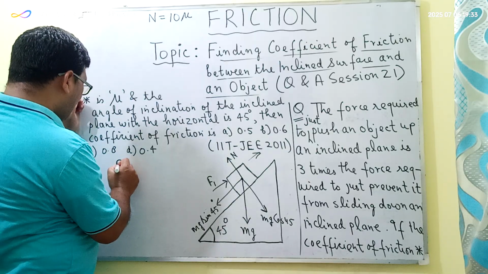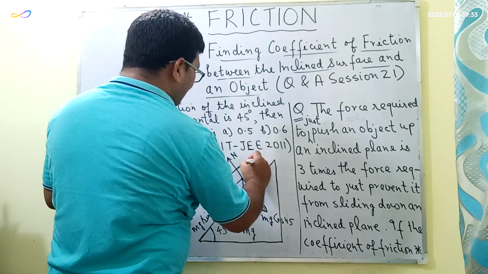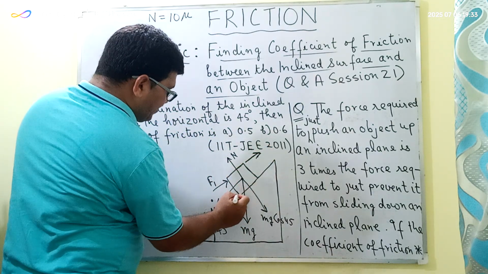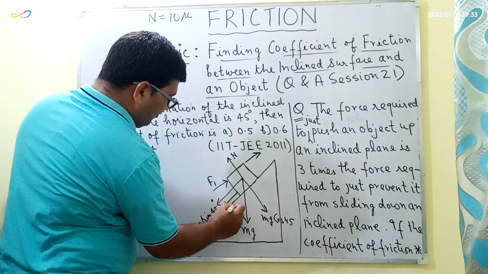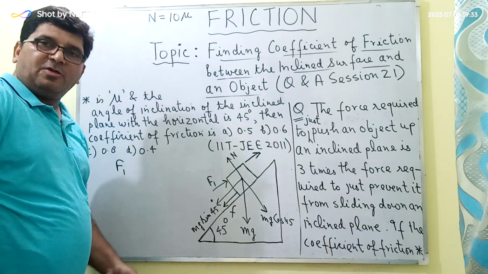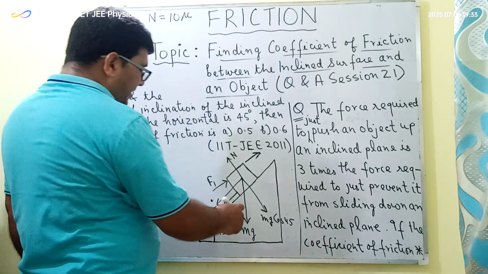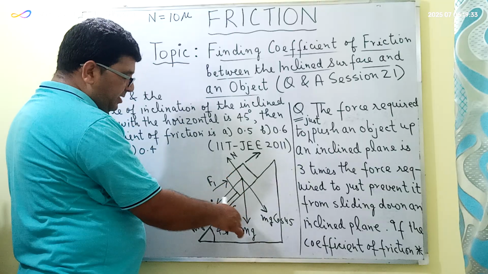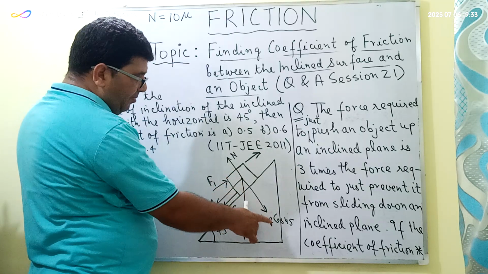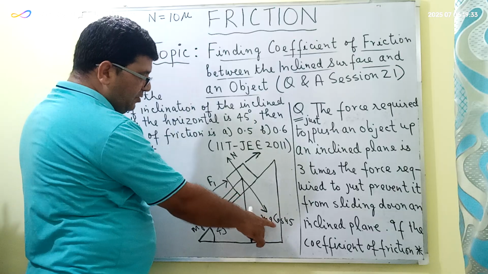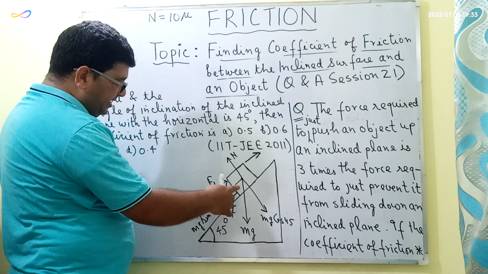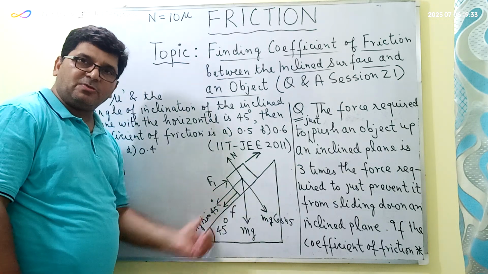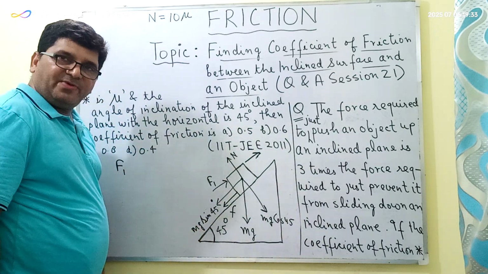F1 is the force which will be acting in the direction shown in this figure. The force of friction, say small f, will be acting in the downward direction, that is down the plane. Here I have already resolved the weight of this block into two components. One component is mg cos 45, perpendicular to this inclined plane, and the other is mg sin 45, which is acting downward parallel to the inclined plane, that is down the plane.